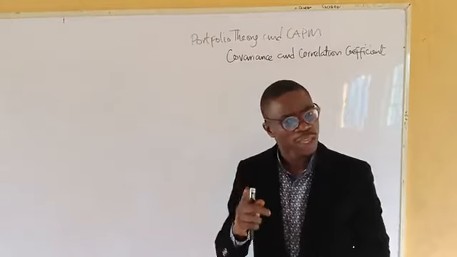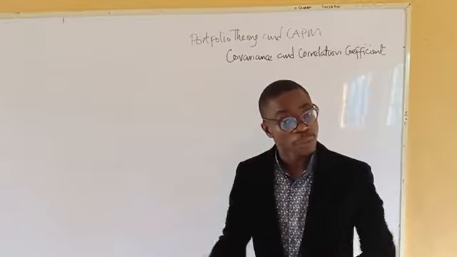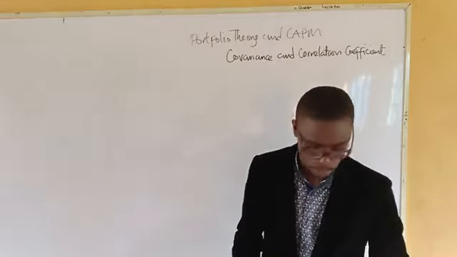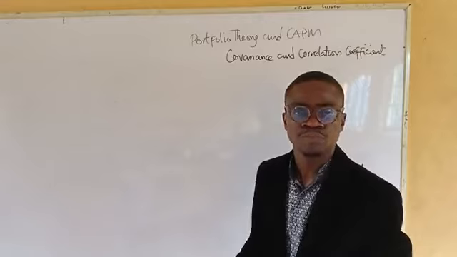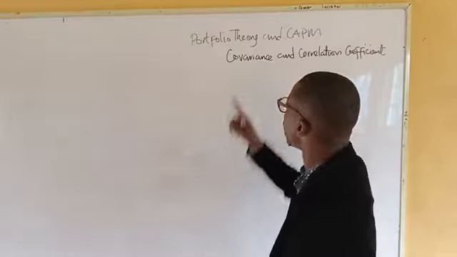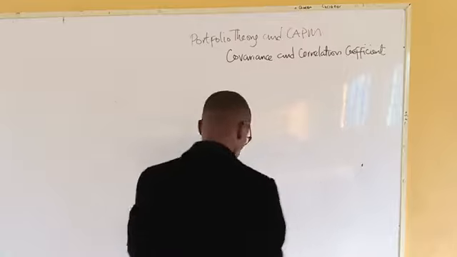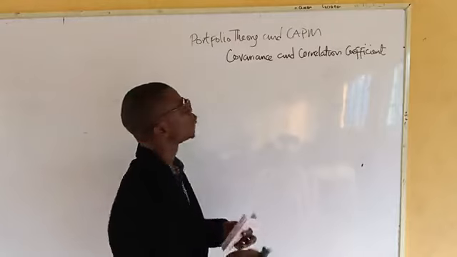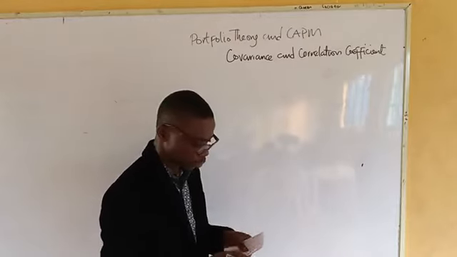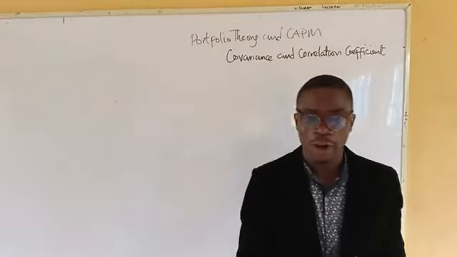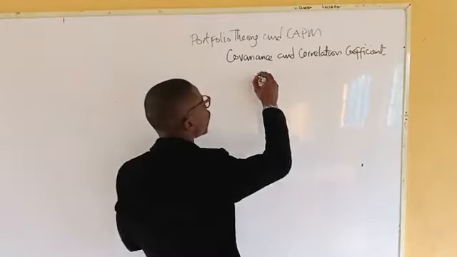Now, because you may be asked in the exam to calculate covariance and correlation coefficient, let's now go to covariance. So what's the formula first? The formula for covariance. Am I communicating? Yes. The formula for covariance. So let's go to covariance first.